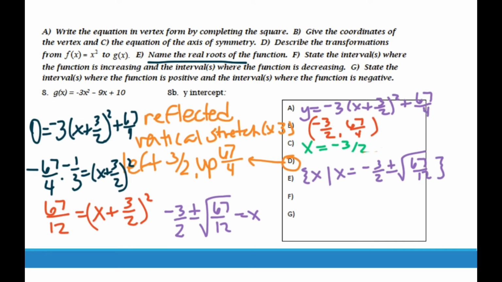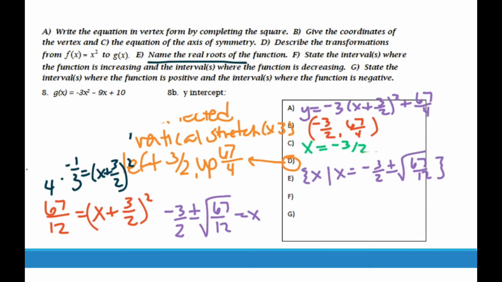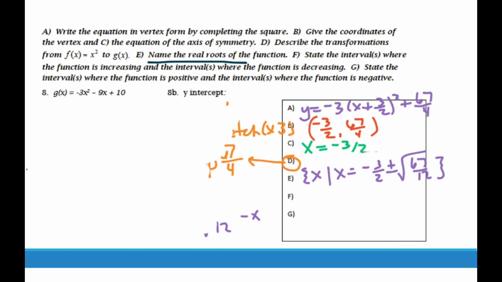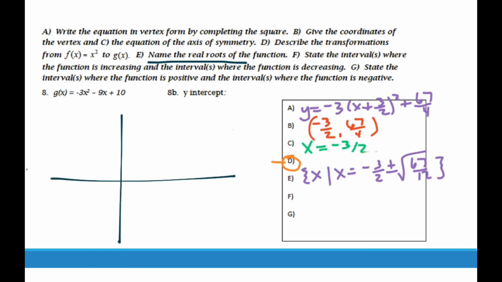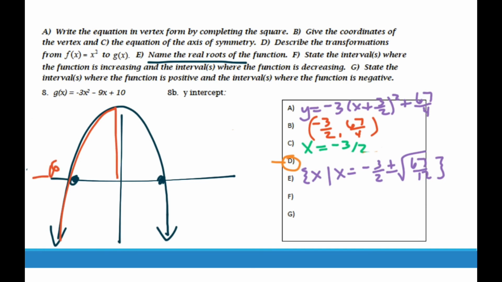So on the next one, state the interval where the function is increasing or decreasing. Let me erase some of this and I'll go through real quick how to do that in case you need me to. Just making some space. So if I was to graph this again, I know that my intercepts are somewhere over here and somewhere over here, and it's opening like this. So where is it increasing? It's increasing from here to here. So from negative infinity until I get to this point right here, which is the vertex, so negative 3 halves.